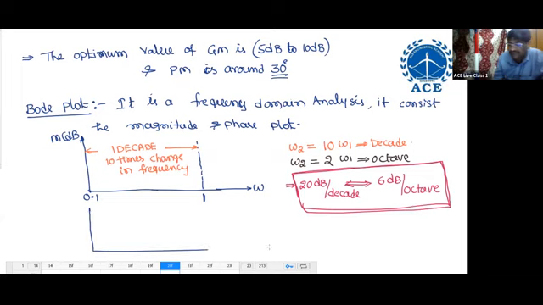Next, the phase plot. This is omega, this is phase, this is 0 degrees. This is the phase plot, with phase in degrees.